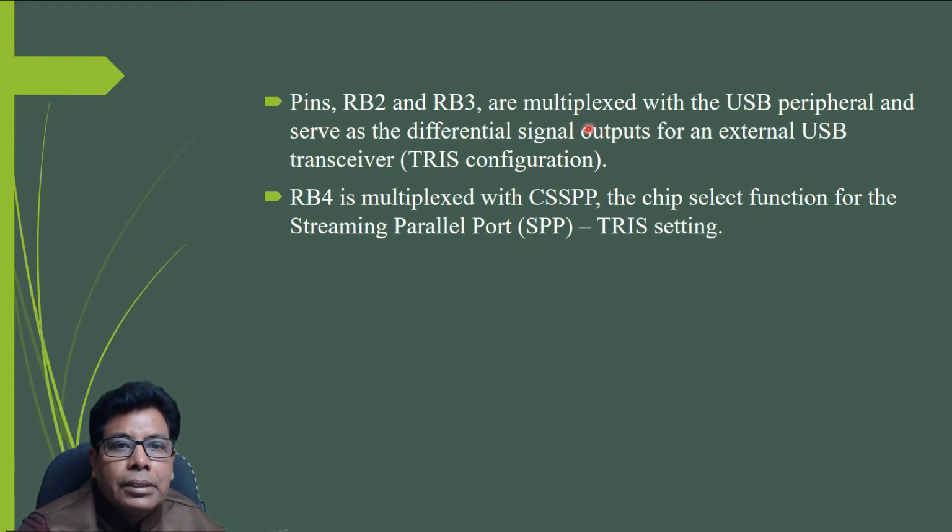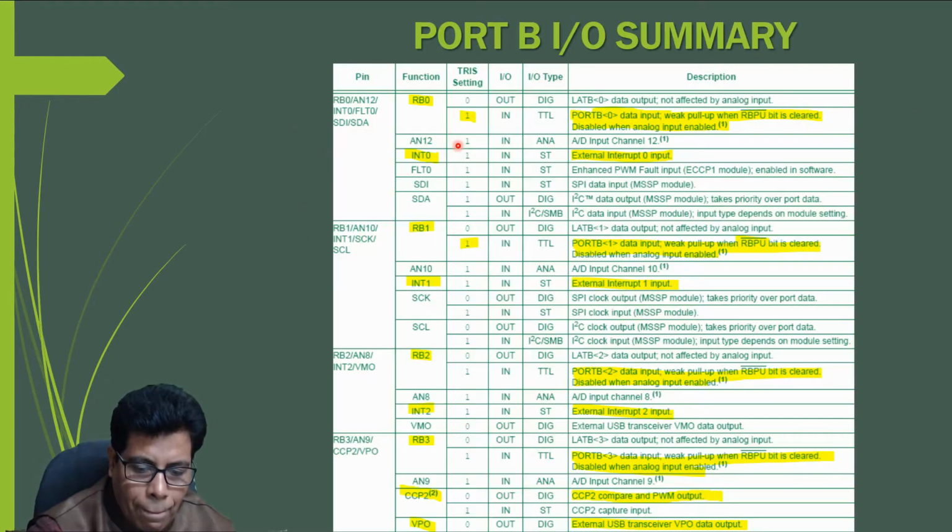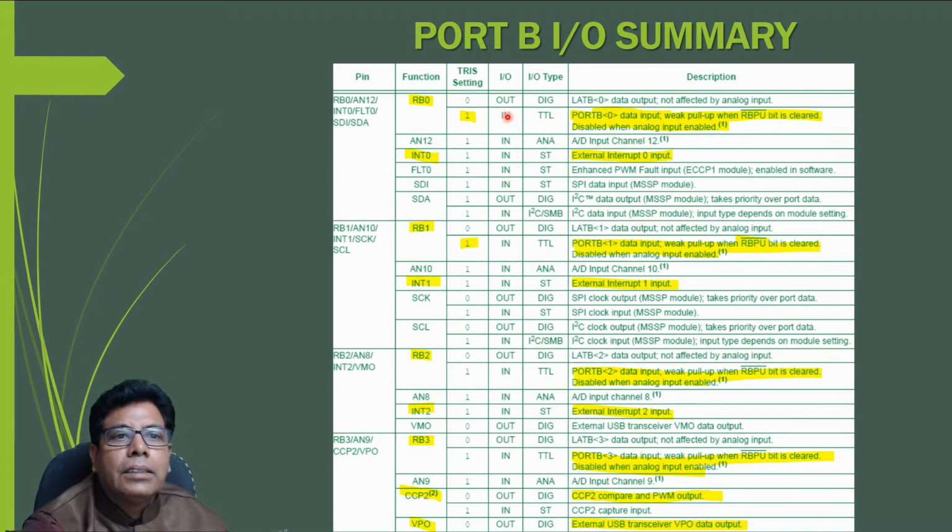RB2 and RB3 are multiplexed with the USB peripheral and serve as differential signal outputs for the external USB transceiver. Then RB4 is multiplexed with CCP, that is the chip select function for the streaming parallel port. Now let us see the Port B IO summary.